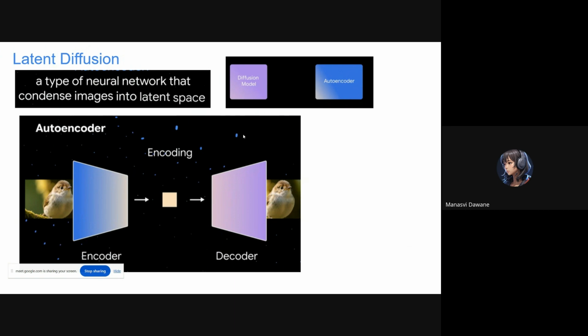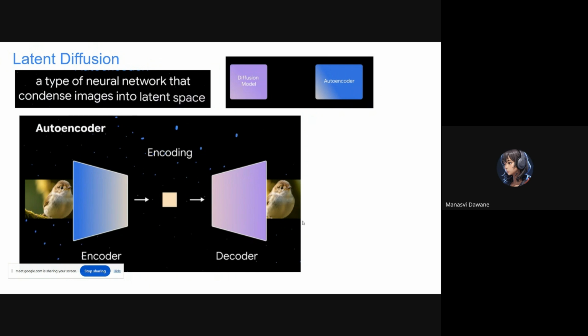Now, this autoencoder has two components. First is the encoder, and the second is the decoder. When an image comes in, the encoder takes the image and produces a compressed representation of that image, and encoding is done. And the decoder takes that encoded image and is able to return the original image.